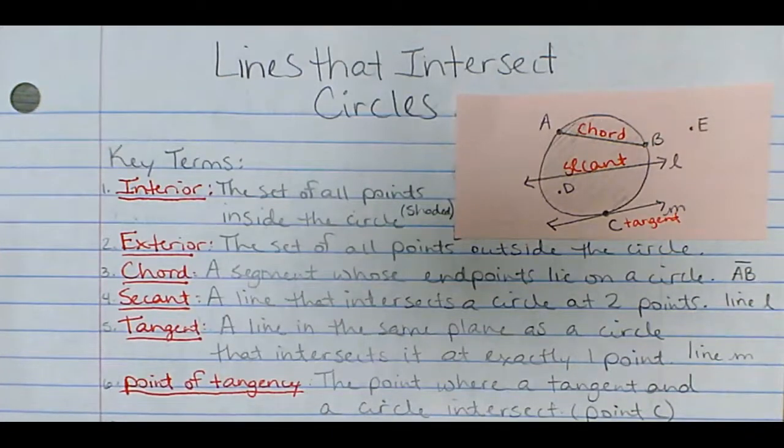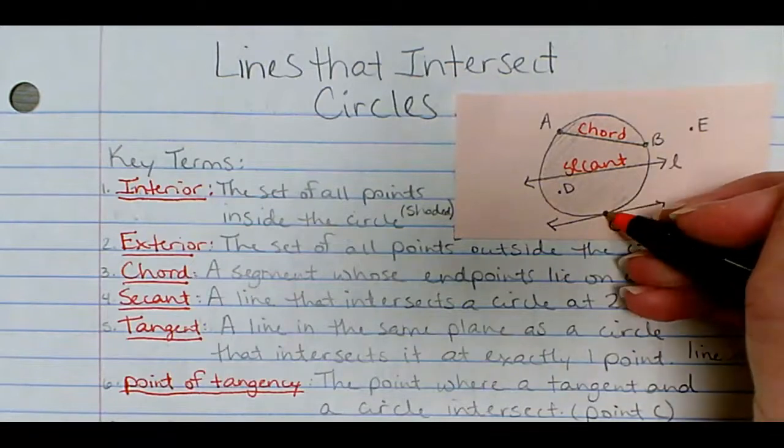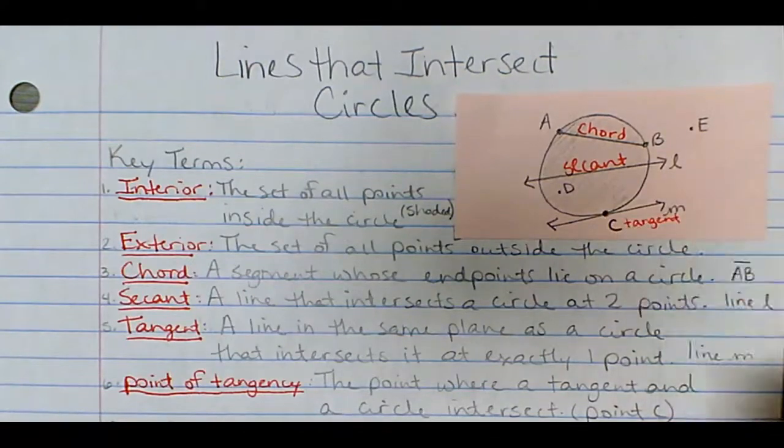Now, something else we want to discuss is the point of tangency. And the point of tangency is exactly what it sounds like. It's the point where a tangent and a circle intersect. So remember, a tangent is where a line touches the circle at exactly 1 point. Well, that 1 point is called the point of tangency, and here that would be point C.